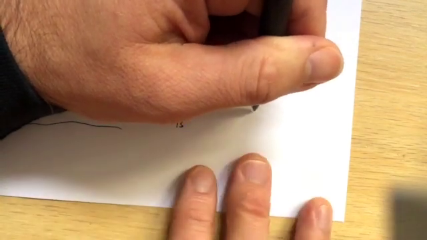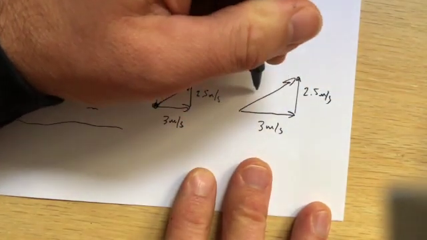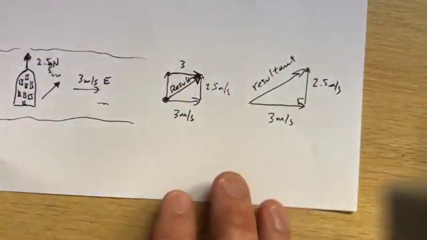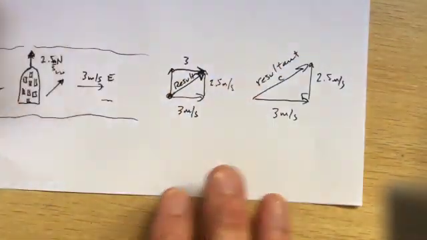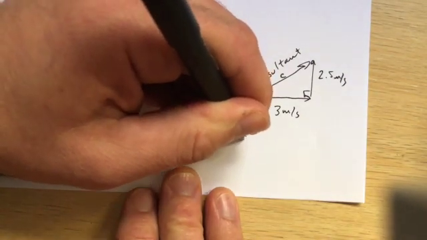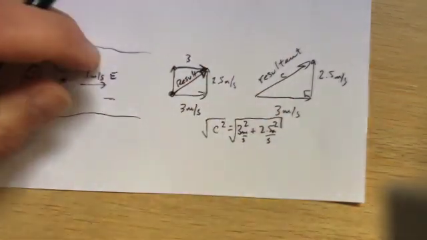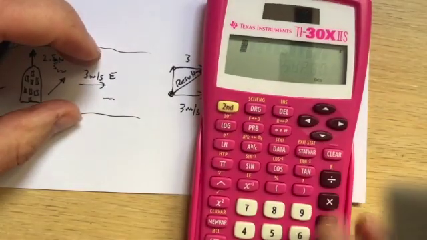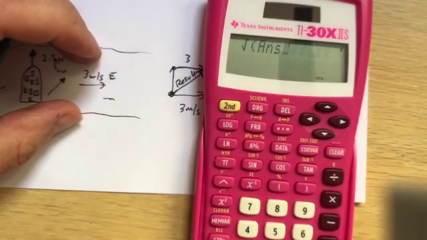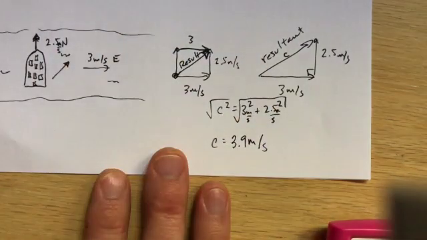So let me just redraw this here so that it's a little neater. 3 meters per second, 2.5 meters per second. This is the resultant. All right, well, that's a right triangle. So to find that resultant, let's call it C, we just use the Pythagorean theorem. So C squared equals 3 squared plus 2.5 squared. Take the square root of both sides. So 3 squared plus 2.5 squared, take the square root of that. I get 3.9 meters per second.